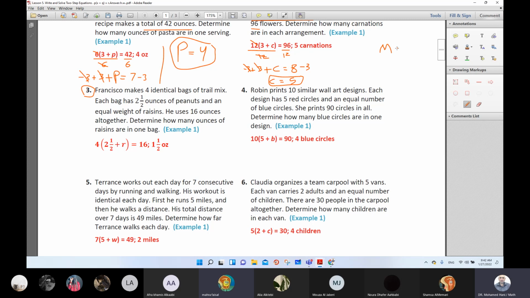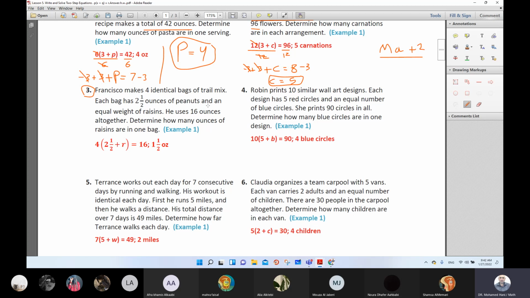Francisco makes 4 identical bags of trail mix. Each bag has 2 1/2 ounces of peanuts and an equal weight of raisins. He uses 16 ounces altogether. Determine how many ounces of raisins are in one bag. Great work, Mahra. Thank you.